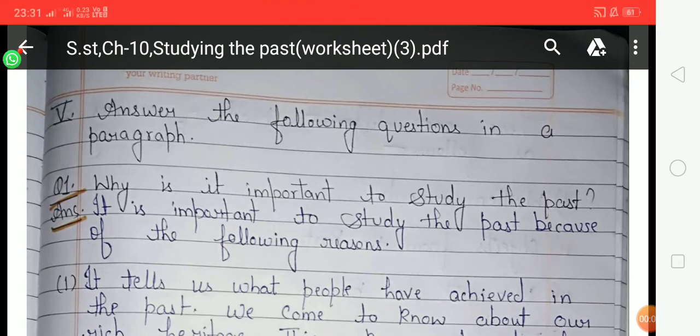In our last video, we discussed chapter number 10, and the chapter name is Studying the Past. And in this video, we are going to answer the following questions in a paragraph. So students, first of all, let's have a quick overview of chapter number 10. The chapter name is Studying the Past.